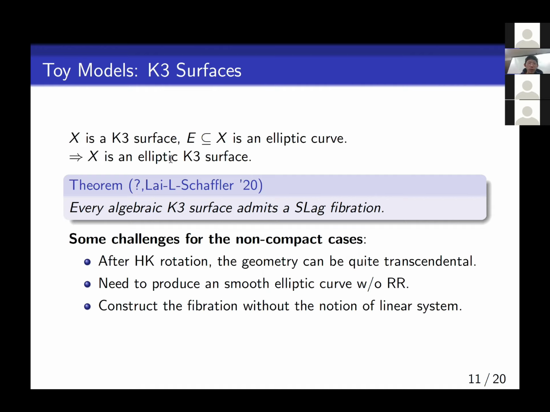If I start with a K3 surface, I want to say it has a special Lagrangian fibration. All I need to do, if it has a special Lagrangian, that means that after hyperkähler rotation, it becomes an elliptic fibration, because the hyperkähler rotation will send the special Lagrangians to holomorphic curves. And if I have special Lagrangian tori, they'll become elliptic curves. And so I just need to say that the K3 surface after hyperkähler rotation will contain at least one smooth elliptic curve.